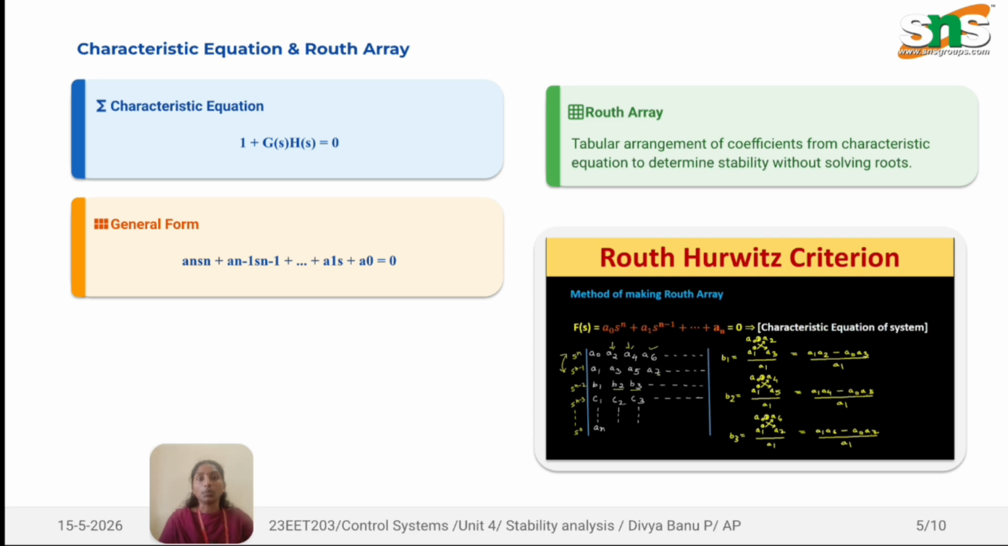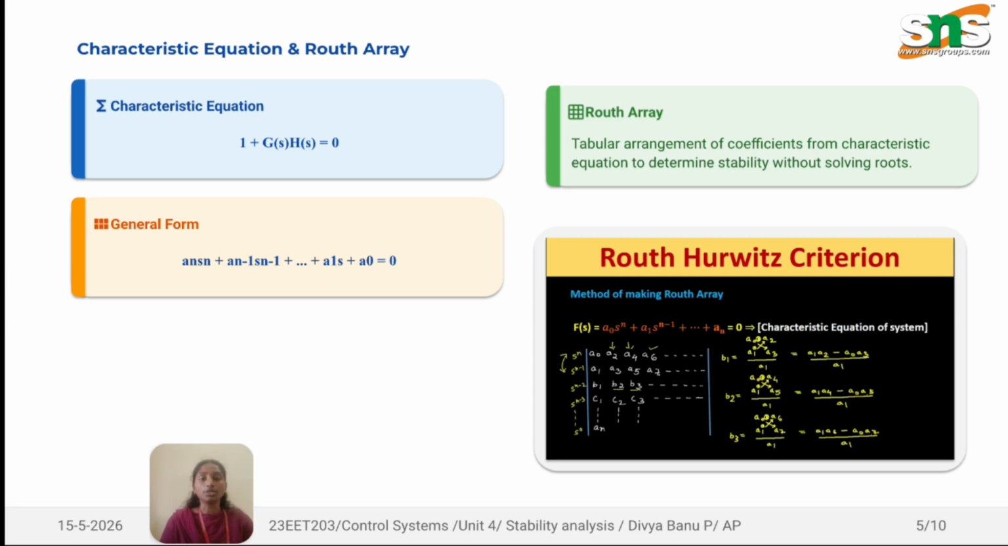Characteristic equation and Routh array. The characteristic equation is 1 plus G(s)H(s) equals 0. The general form is a_n s^n plus a_(n-1) s^(n-1) and so on till a_0, which is equal to 0. This will be the general form of the given equation. The Routh array is a template, shown on the right side, which is a tabular arrangement of coefficients from the characteristic equation.